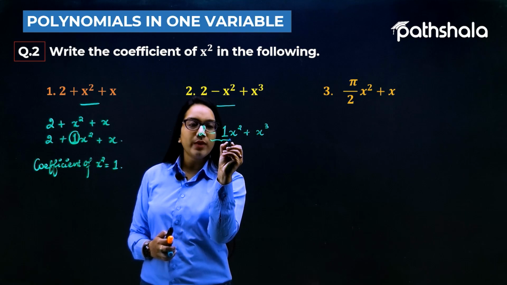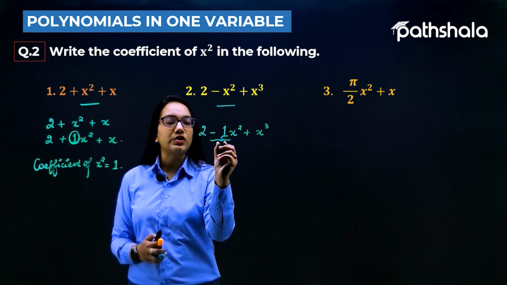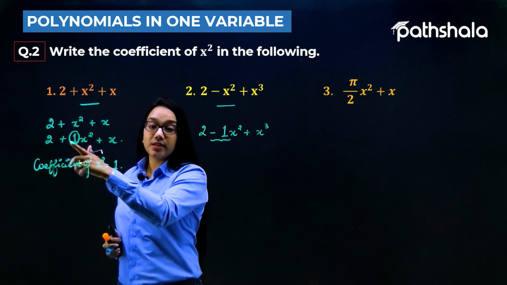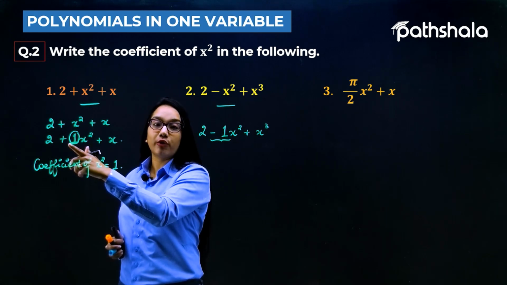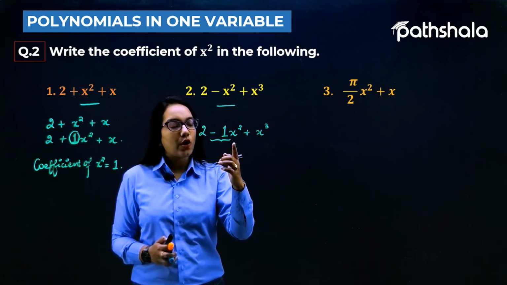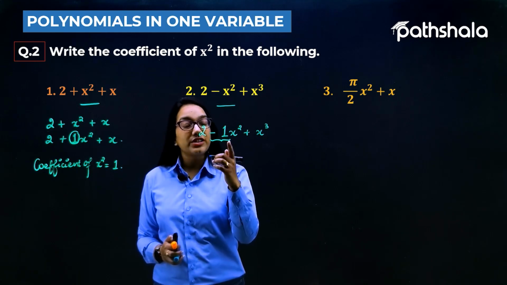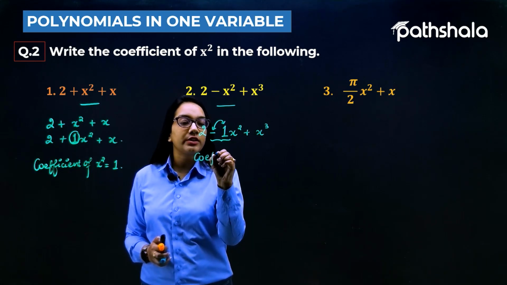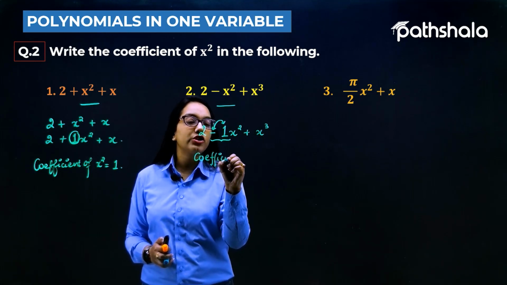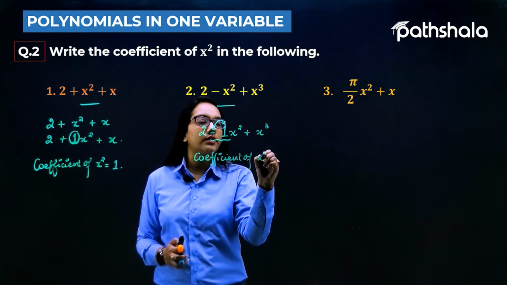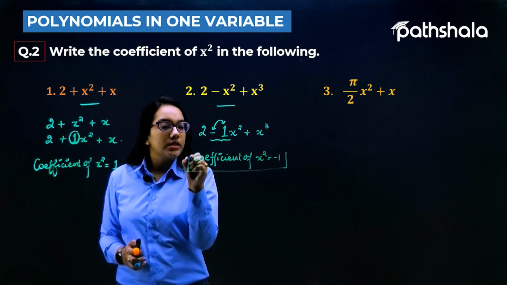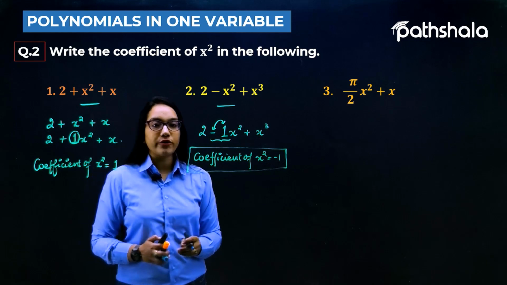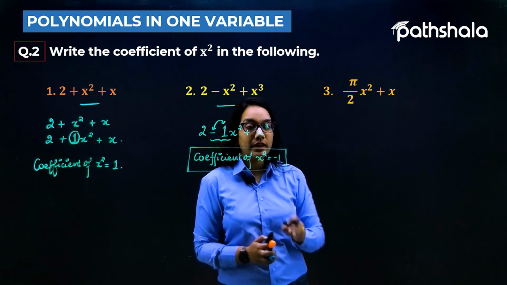Minus 1. We always have to see the signs that are related with the constants. As we can see in the first part, the constant is plus 1, which has a positive sign in front of it. But in the second part, the constant has a negative sign along with it. So the coefficient of x square is nothing but minus 1, because in front of it there is a negative sign. So the coefficient of x square is minus 1 in case of the second part.